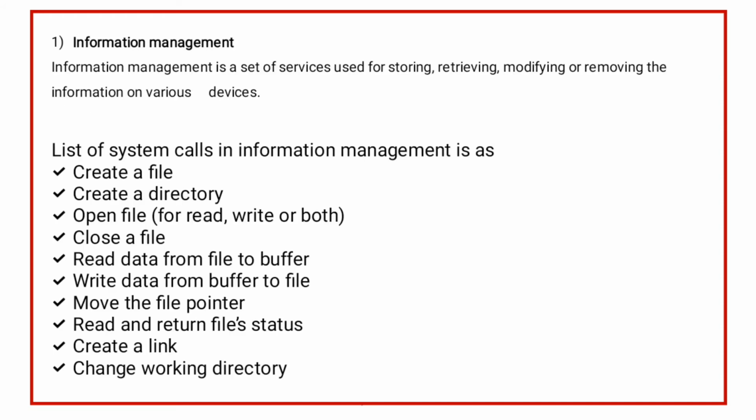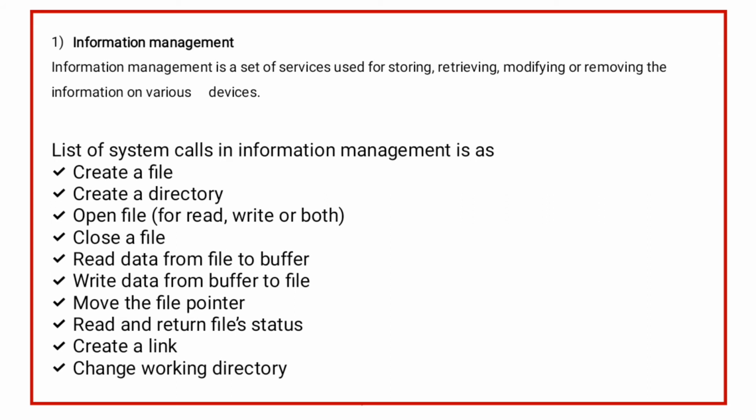Information management is a set of services used for storing, retrieving, modifying, or removing the information on various devices. These system services manage the organization of information, that is, system calls. A system call is the programmatic way in which a computer program requests a service from the kernel of the operating system it is executed on. A system call is a way for programs to interact with the operating system.